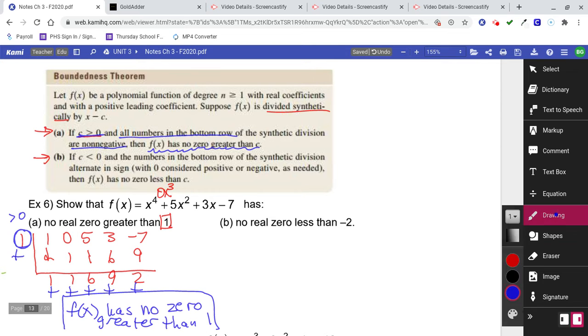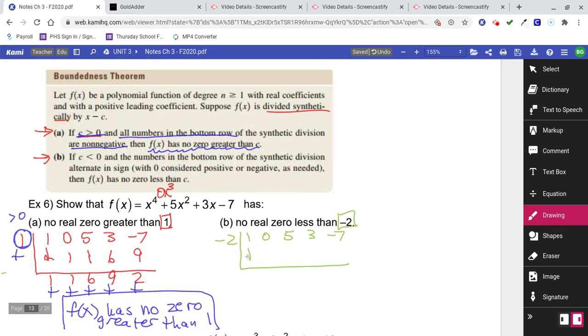So again, let's just look at synthetic division. Do synthetic division with this negative 2. You have 1, 0, 5, 3, negative 7. Add down is 1 and multiply. Add down is negative 2 and multiply. Add down is 9. Multiply negative 18. Add down negative 15. Multiply is 30. Add down 23. Okay? So, check it out.